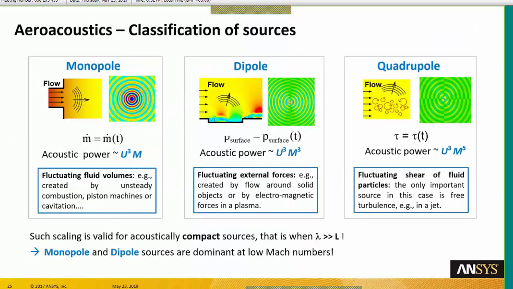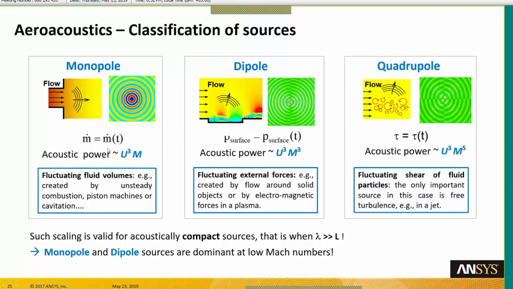Yes, we talked about this one a few times now. Let's review this one once again. Monopole, dipole, quadrupole. Remember these sources, it's important. For low Mach numbers, remember that monopole is the strongest source, stronger than dipole and much stronger than quadrupole for low Mach number flows.